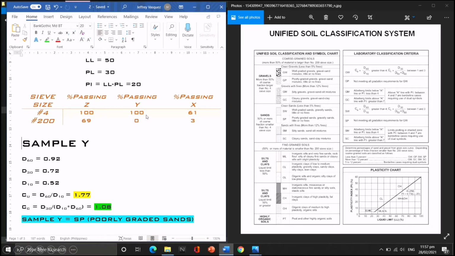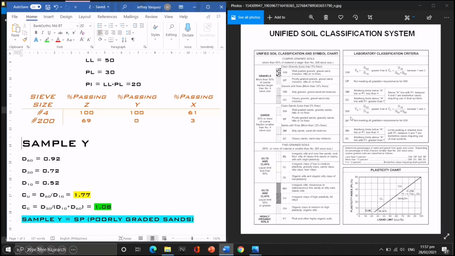So, retained ng number 4 dito ay 0 kasi passing nga is 100. So, 100 minus 100 is 0. And then retained ng number 200 natin ay 100. So, 0 over 100 is 0, which means na smaller siya. So, nasa sands. And identify natin kung clean sand or sands with fines. Since 0% siya dito, less than 5% siya. So, kailangan natin mamili sa SW or SP.